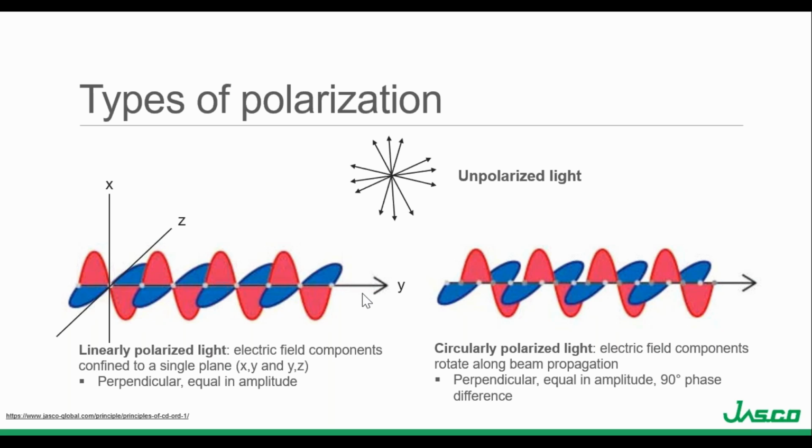In linearly polarized light, the electromagnetic waves oscillate perpendicular to one another along a single plane and are equal in amplitude. So you have one electromagnetic wave along the XY plane in red, and then another along the ZY plane in blue. In circularly polarized light, two electromagnetic wave planes are perpendicular to one another and equal in amplitude, but they are at a 90-degree phase difference from one another, and this plane is going to rotate as the light beam propagates.